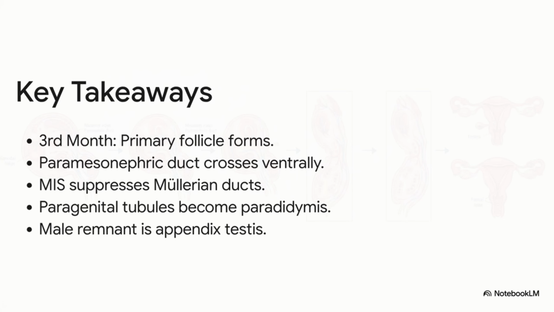Number 3, Sertoli cells secrete MIS to suppress the Mullerian ducts, while Leydig cells use testosterone to stimulate the Wolffian ducts. Number 4, the paragenital tubules at the caudal pole fail to connect to the rete testis and become the vestigial paradidymis. And number 5, the lone male remnant of the paramesonephric duct is the appendix testis. If you memorize these 5 points, you will absolutely secure those board points.